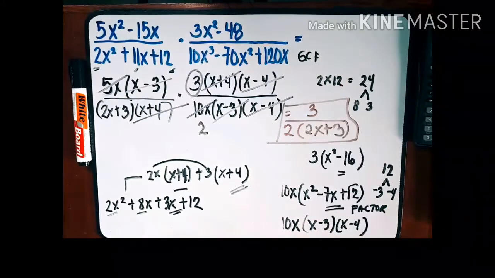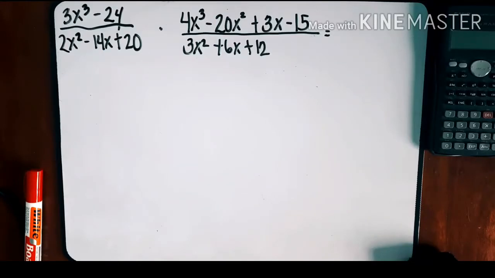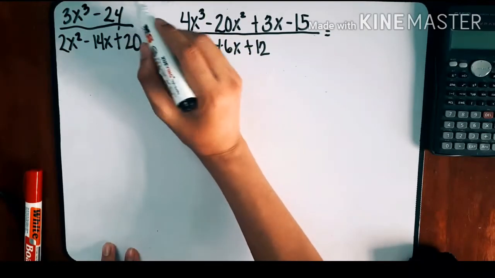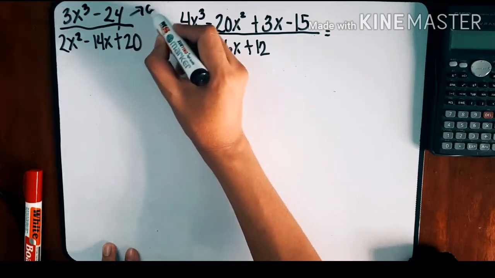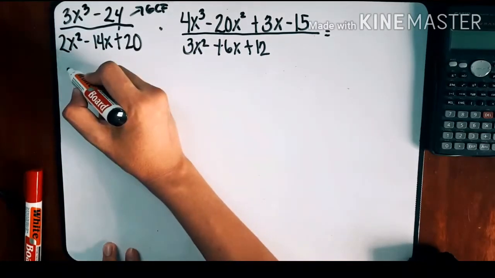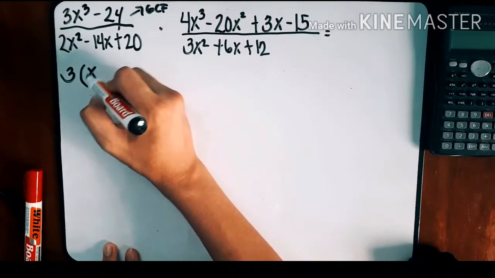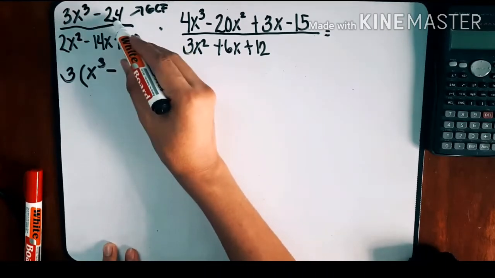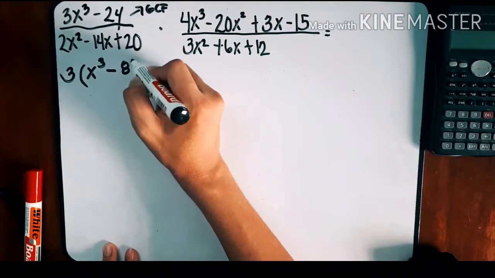Okay? Next, 3x cubed minus 24 over 2x squared minus 14x plus 20, multiplied by 4x cubed minus 20x squared plus 3x minus 15 over 3x squared plus 6x plus 12. First, let's factor out individually by taking the GCF of our first numerator. It's divisible by 3, so the GCF is 3 multiplied by x cubed. Negative 24 divided by 3 is negative 8.